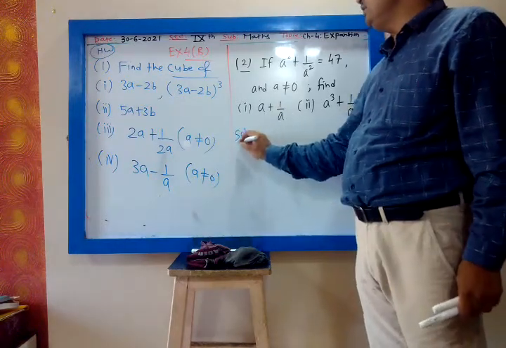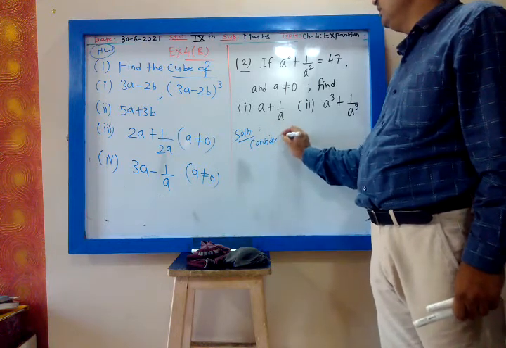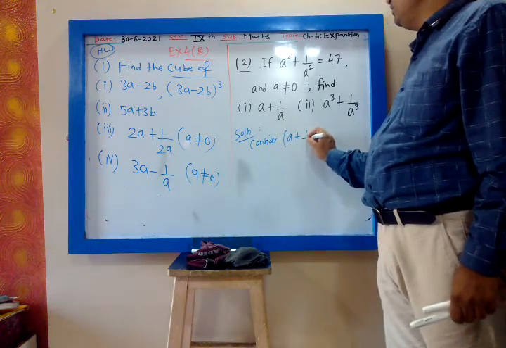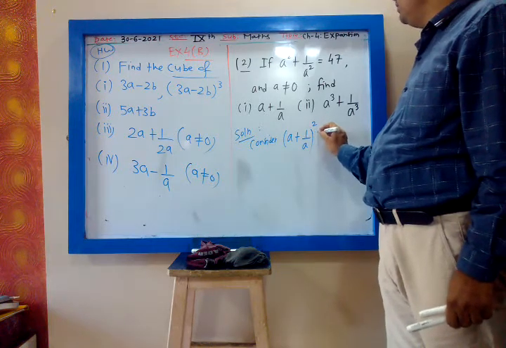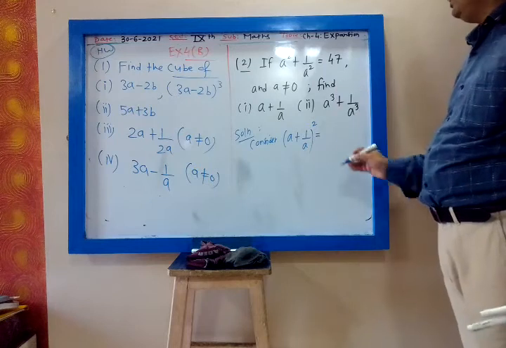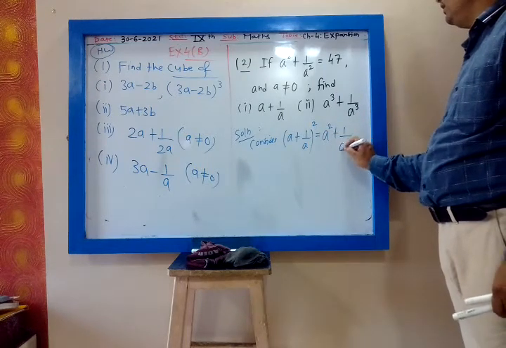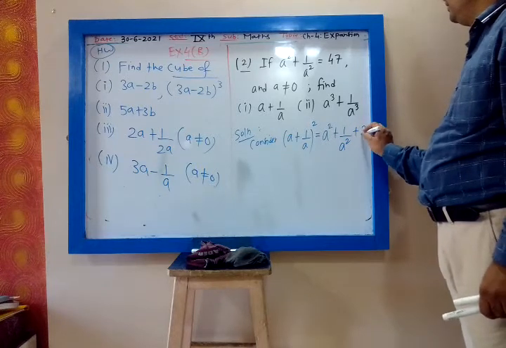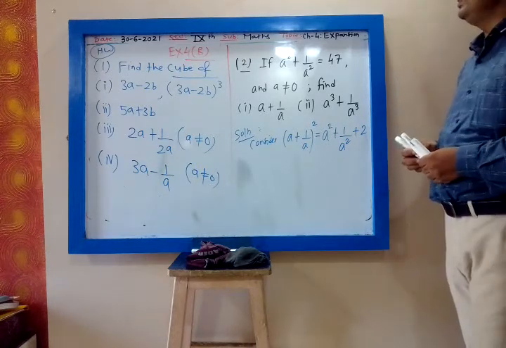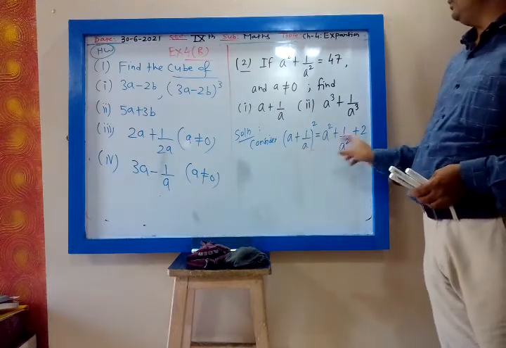To find a plus 1 upon a, I will consider a plus 1 upon a whole square. And what is the formula? a plus b whole square gives a square plus 1 upon a square plus 2. Formula: a square plus 2ab plus b square.